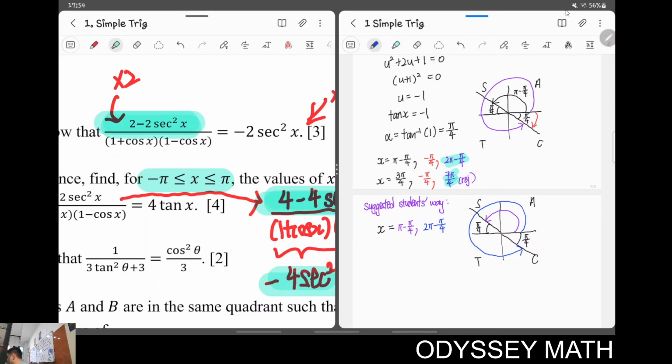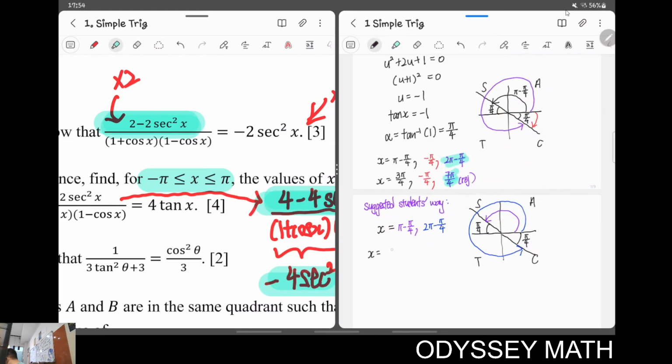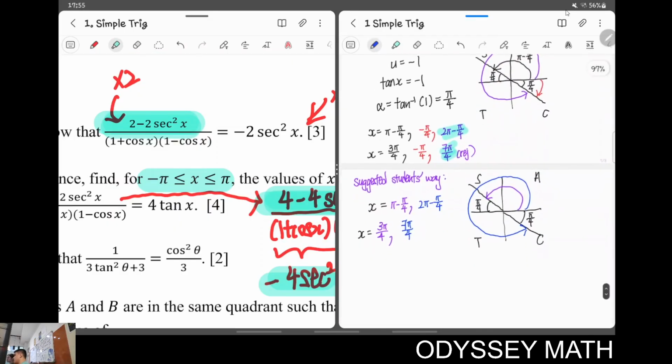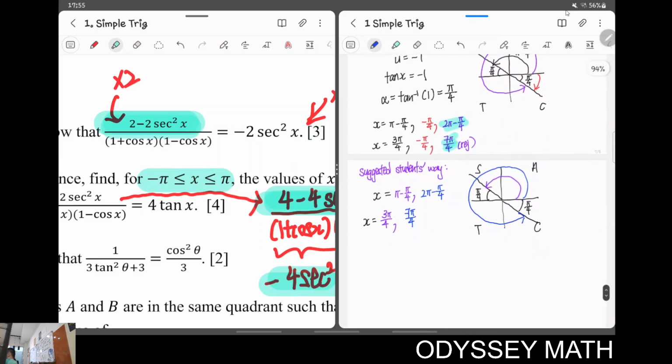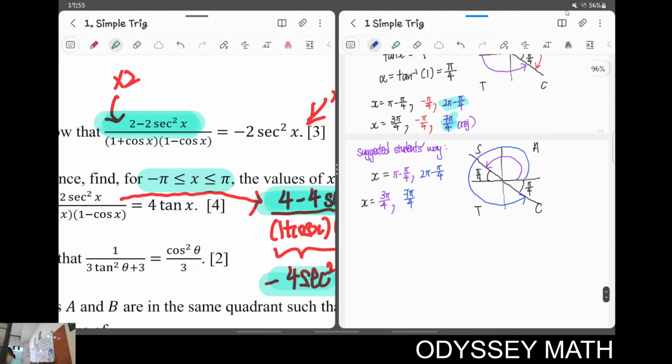This is what most students will give when I mark the paper. They will say, oh, x is equal to 3 pi over 4 and then 7 pi over 4. And then they stop here and lose a mark. So why I write like that is because if you follow my way, I can guarantee you that you will get full marks. That is my assurance to you. So if you don't like to do the looping, let me teach you this way. I'm going to move this down.